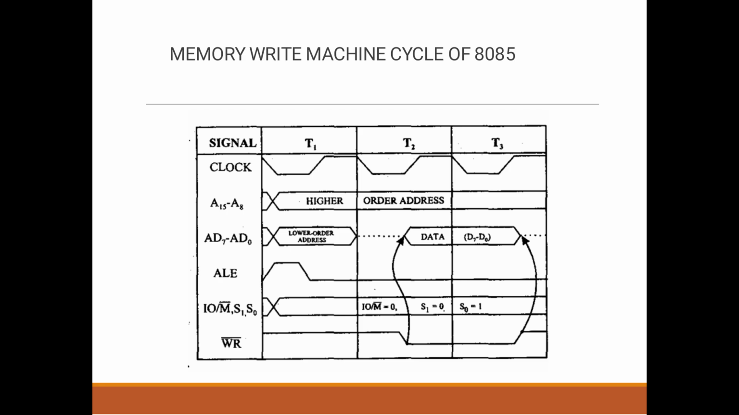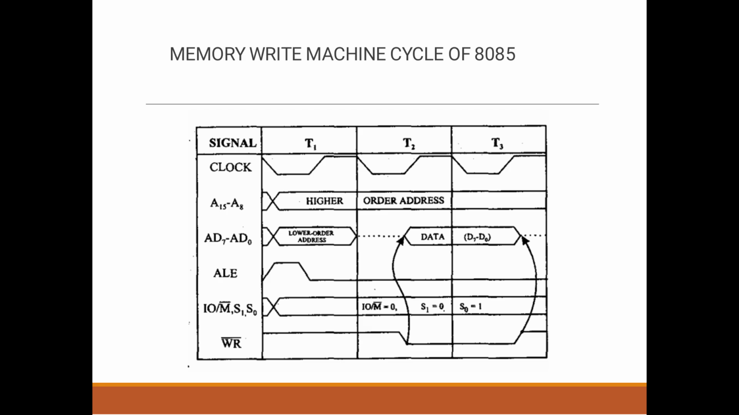Memory write machine cycle of 8085. Here this memory write also contains a total of 3 T states, T1, T2, T3, and the clock signal also contains a falling edge and a rising edge. A8 to A15 carry the higher order address, and AD0 to AD7 in the T1 state contain the lower order address, and in T2 and T3 they contain the data.